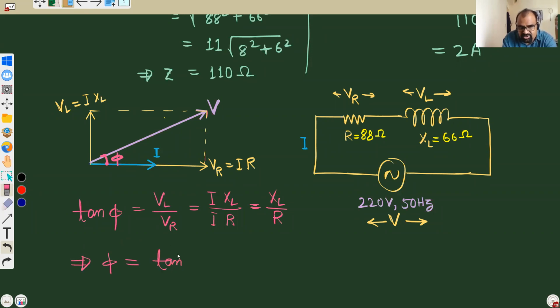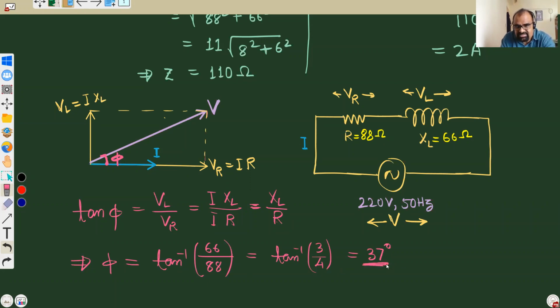Phi is tan inverse of XL by R. XL was how much? See, here it is already written. So XL was 6 and R is 8. So it is one of our favorite values, 3/4, tan inverse of 3/4. Now, you know, tan inverse of 3/4 is 37°. I think you all must be knowing it. So this was the question. How simple these questions are.